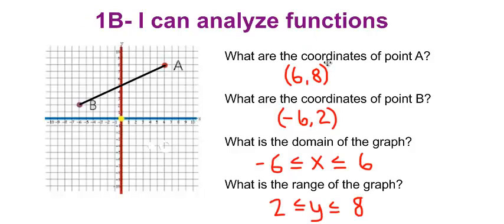As we see here, the coordinates of point A are 6, 8. We move right 6, up 8, and we get to point A. For point B, we move left 6, up 2, giving us the coordinates of -6, 2.